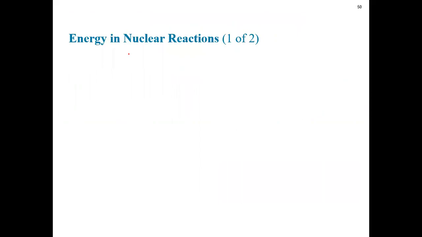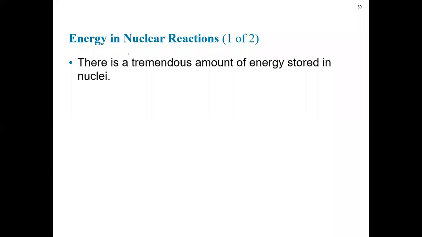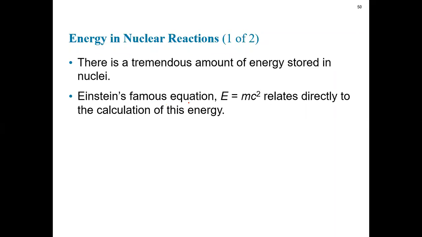So this section is about energy in nuclear reactions. There is a tremendous amount of energy stored in nuclei, because of Einstein's famous equation, E equals mc squared, where c is the speed of light, which is a huge number. When you square that, it gives you a really, really large number for the energy, 10 to the positive 8 meters per second.